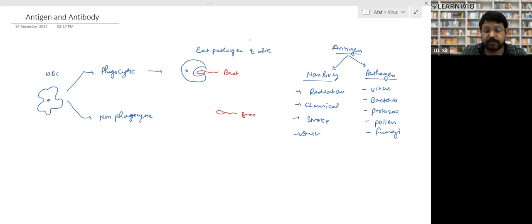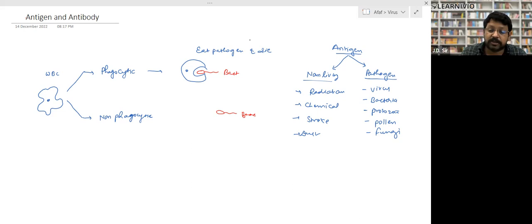They will start collecting over that. They will eat the bacteria and they will die. And pus formation takes place. So what is pus? Pus is the dead phagocytic cells which become dead after fighting with the pathogen. Got it?